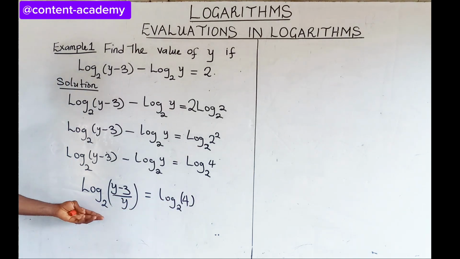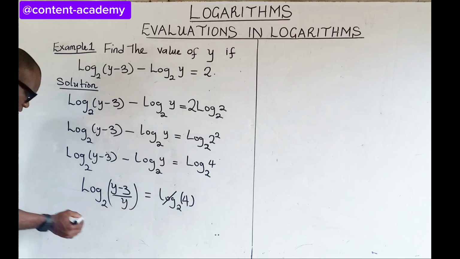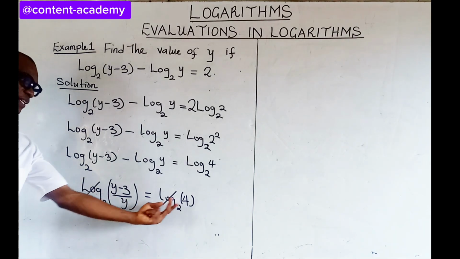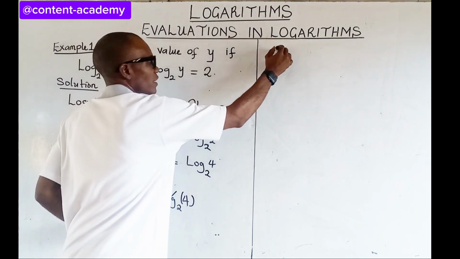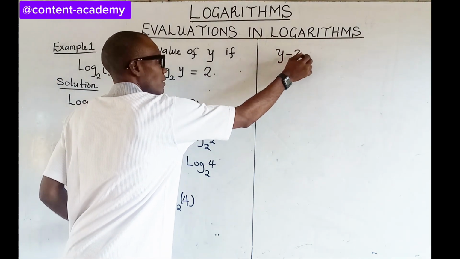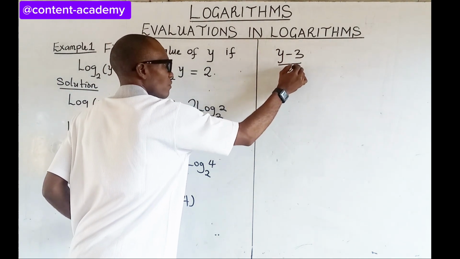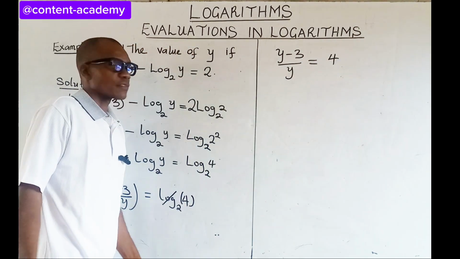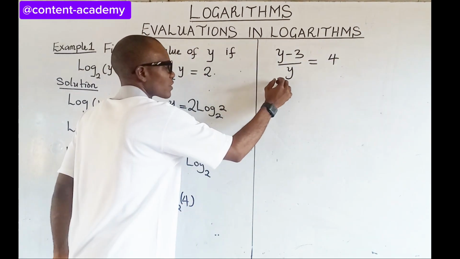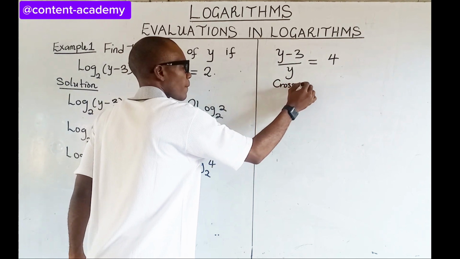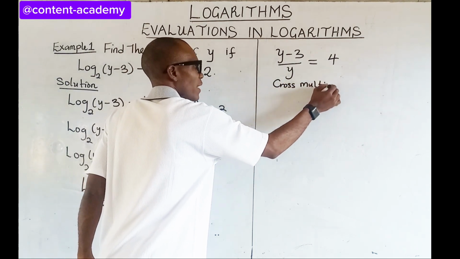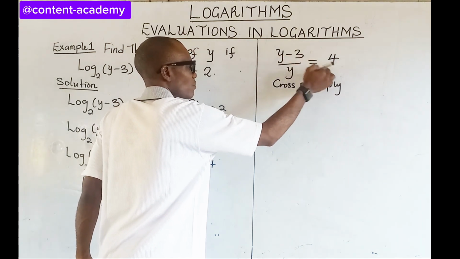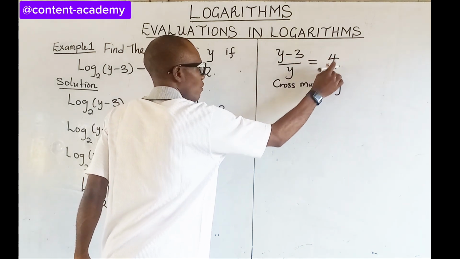So what will we do next? This log base 2 will cancel this log. So we are now left with this and this. So we can write it here, y minus 3 all over y is equal to 4. So to resolve this from mathematics, we just say we cross multiply. If we cross multiply, this will multiply 4, y minus 3 will multiply 1, like 4 all over 1.